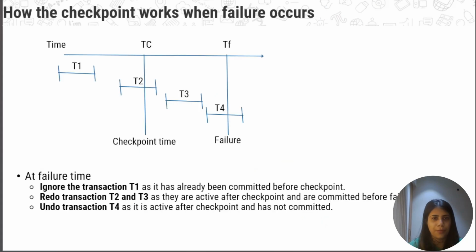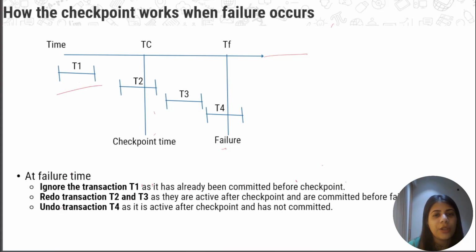Let's see that with an example over here. So how will the checkpoint work when a failure has occurred? This line is basically for the time. This is the checkpoint and this is the failure. At the failure point, ignore the transaction T1. Why? Because it has already been committed before the checkpoint. Before the checkpoint time, it has already been committed, so we don't need to look at that.